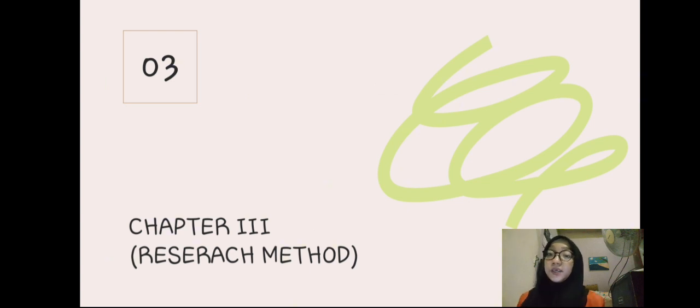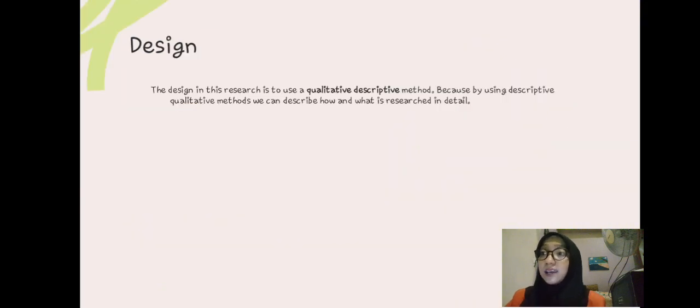Next, chapter 3, research method. The design in this research is to use a qualitative descriptive method, because by using the descriptive qualitative method, we can describe how and what the research is in detail.